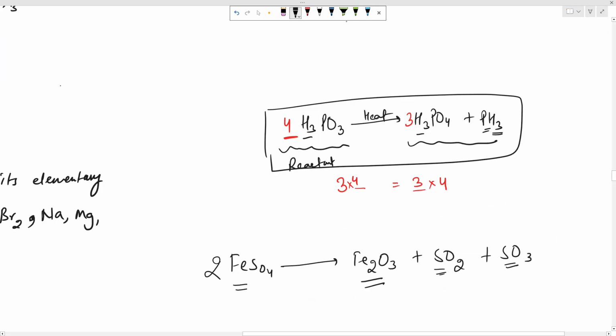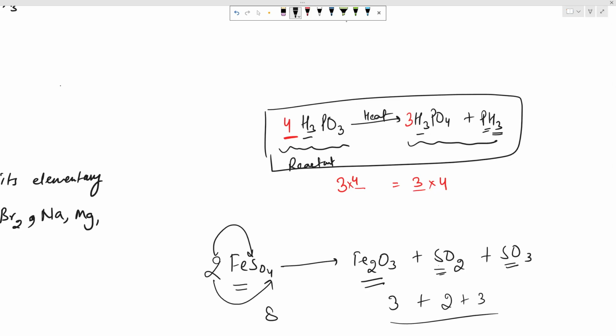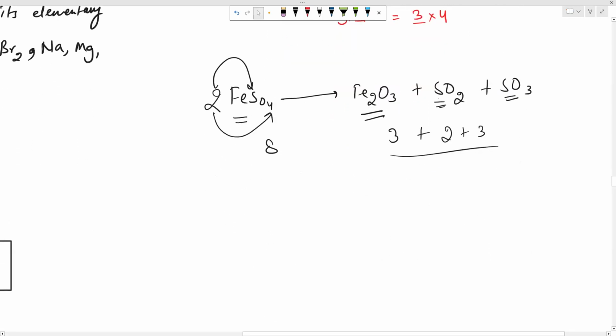Sir, the Fe is balanced, but like SO4, we have to balance it again. No, no, no. Check how many sulfurs are there. So it is balanced. How many sulfur are there? 2. How many sulfur are there? 1 and 1, 2. How many oxygens are there? 2 4s are 8. How many are there? 3 plus 2 plus 3, 8. Okay, so it is balanced. Yes, sir. Okay, try to balance this one.